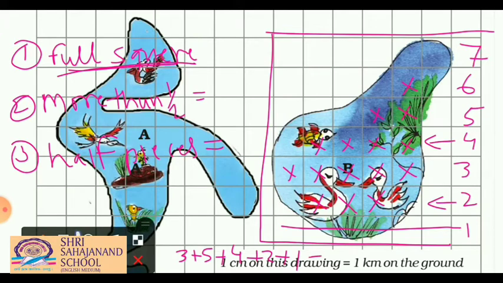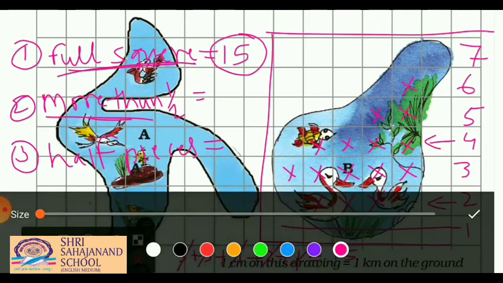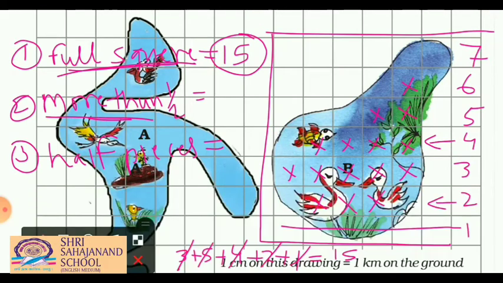So now add all this. We will find that 3 plus 5 is 8, 8 plus 4 is 12, 12 plus 2 is 14, plus 1 is 15. So here we will write full squares are 15. Okay, now next is more than half. So we will count more than half.